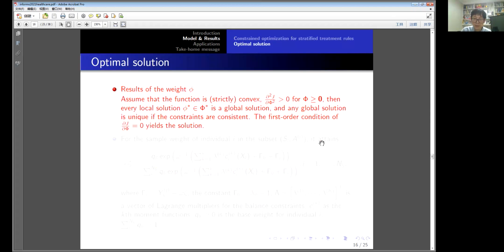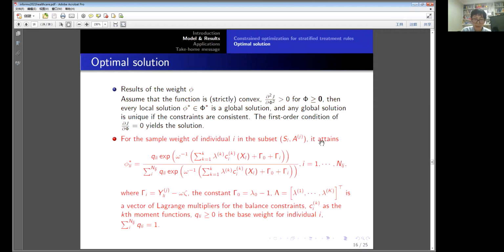For phi positive, then every local solution is a global solution, and any global solution is unique if the constraints are consistent. The first order condition of the equation yields the solution. For the sample weight of individual in the subclass, it obtains this solution, where lambda equals lambda 0 minus 1, and lambda is a vector of Lagrange multipliers for the balance constraints. QLI positive is the base weight for individual I.